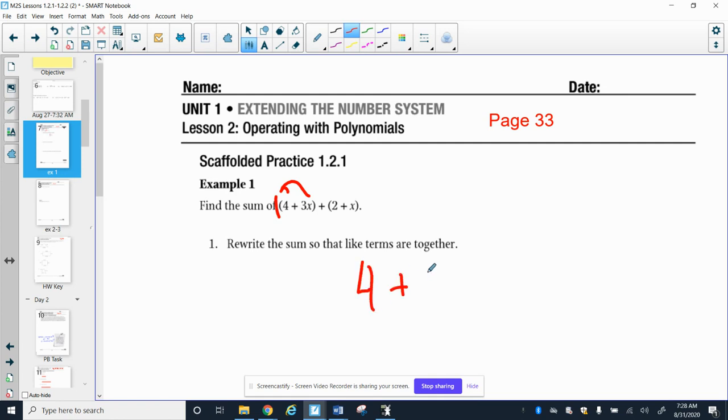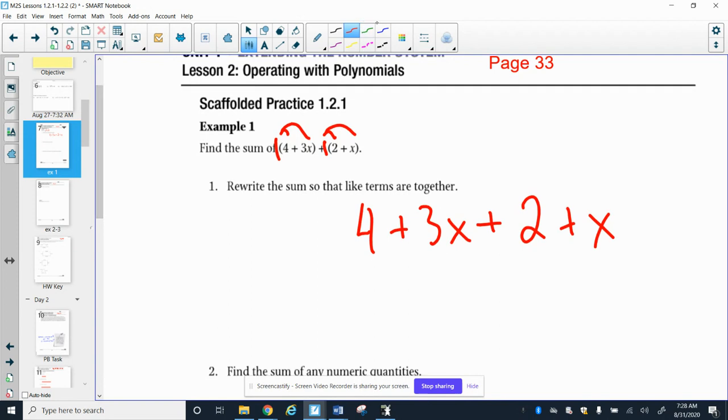So it's 4 plus x plus, and then the same deal over here, right? There's a plus in between. There's no number in front of these parentheses. Really, there's a 1 there. That's not doing anything again. Okay, plus 2 plus x. Well, now this is just a combining like terms problem.